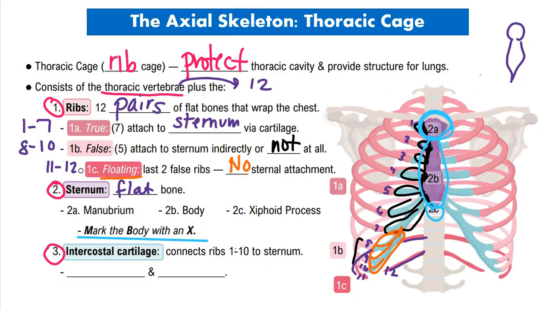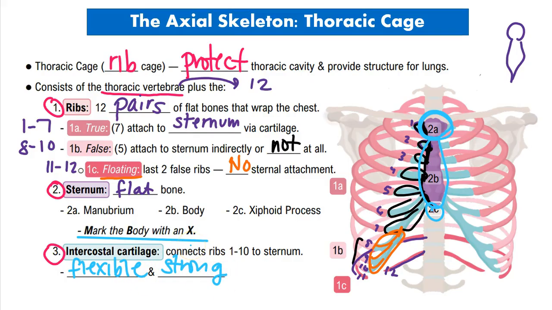Okay? Now, the intercostal cartilage is going to connect ribs 1 through 10, meaning the first 7 are true ribs, and then we also have the first 3 false ribs. So 1 through 10 are going to be connected through intercostal cartilage to the sternum itself. Okay? What's the point of the intercostal cartilage? Of course, flexibility. You make things flexible, and it's going to make them strong.